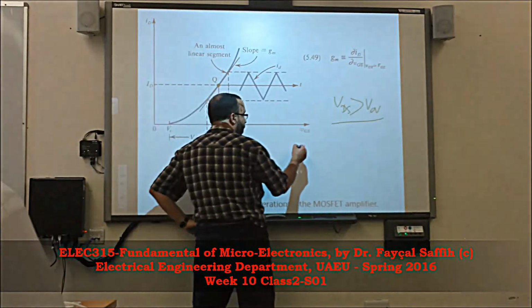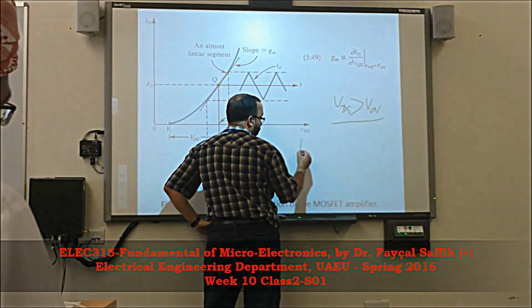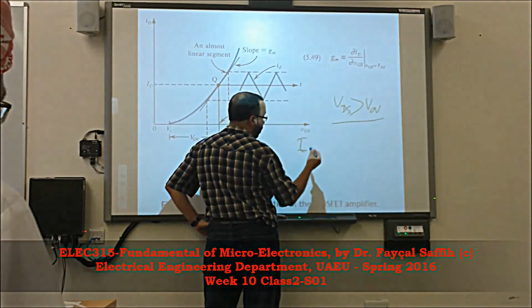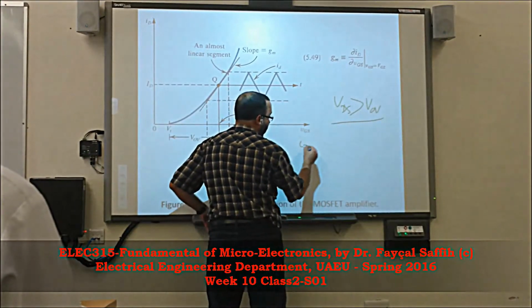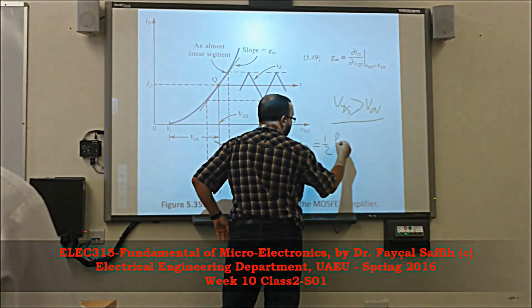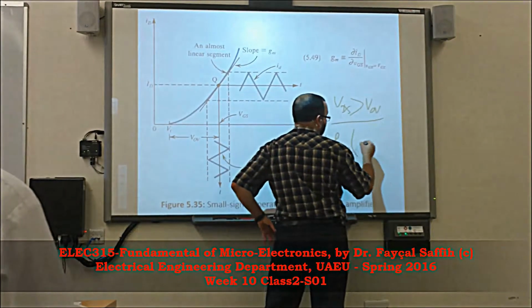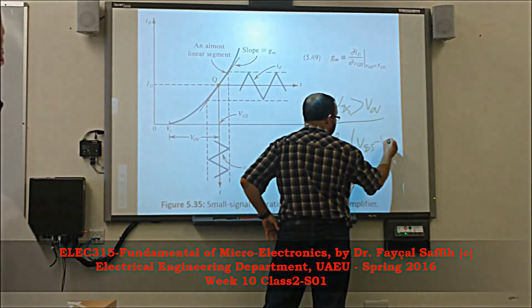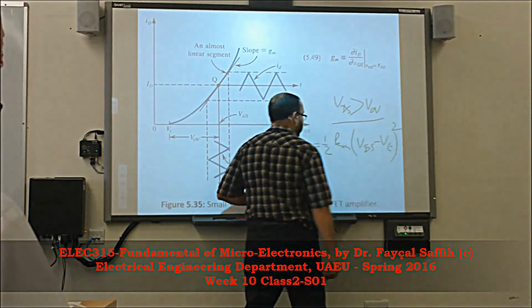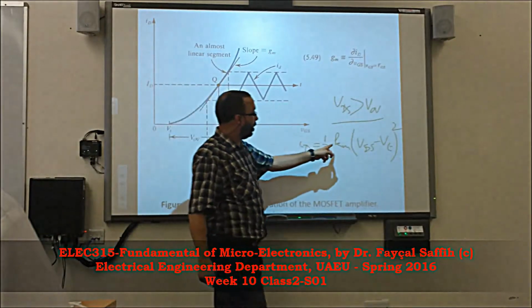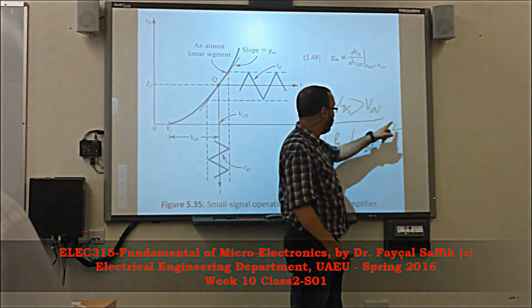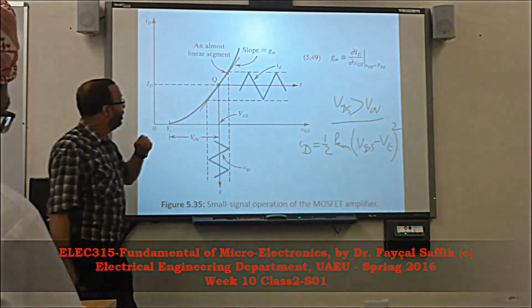What's this relationship? It's actually ID. I can use the DC or instantaneous; we can use the instantaneous, that's fine. The total is equal to half Kn times the overdrive squared, which is VGS minus VT squared, ignoring lambda. So that's why it's quadratic. Quadratic means power 2. You got that? Very good.